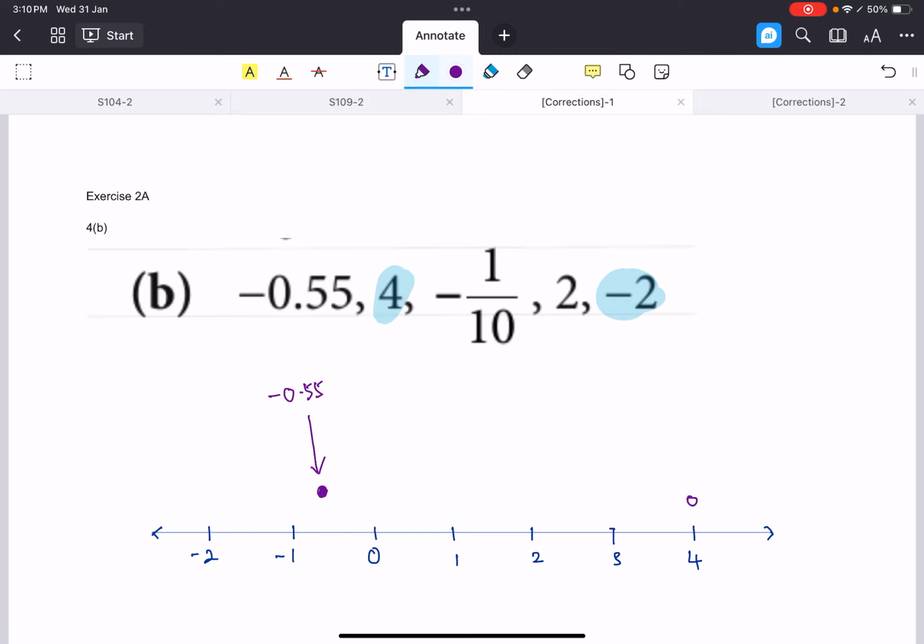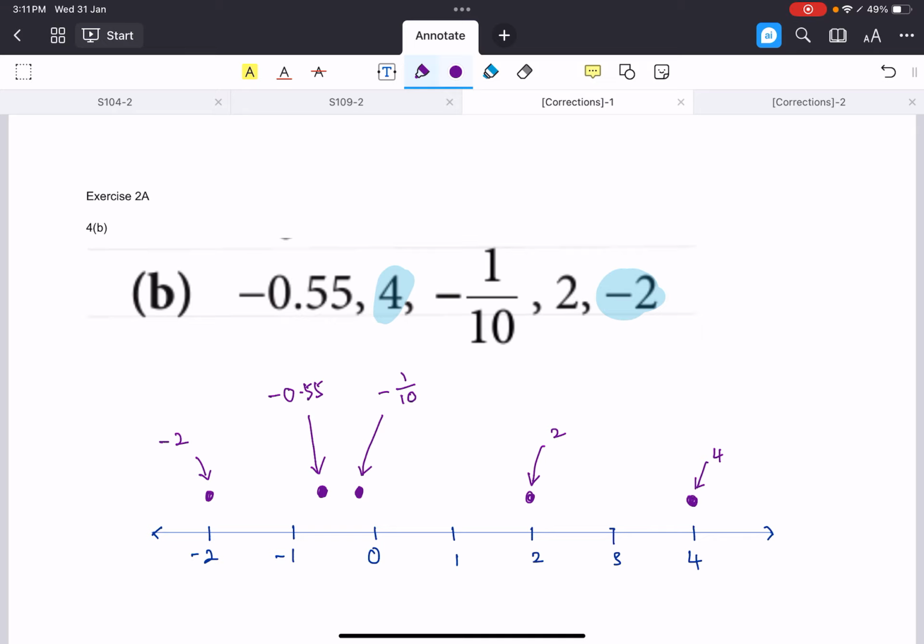So above the 4, let's do this. And then this is 4. The next one is -1/10. Now, -1/10 is actually -0.1, which will be somewhere around here, right? But I mentioned that this is about -0.1. We do not write -0.1 here. We follow whatever the question provides for us. If the question is in fraction form, we write it in fraction form. If the question is in decimal form, we write it in decimal form, right? And then we have 2, which is over here. This is 2. And finally, we have -2 over here, right?